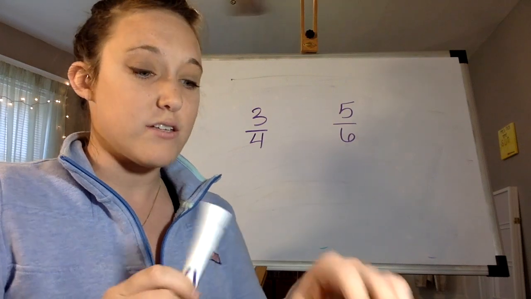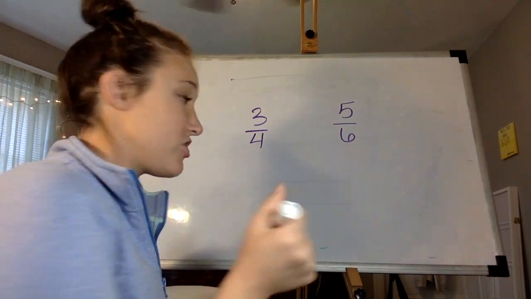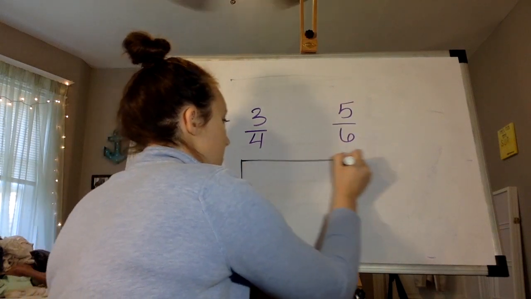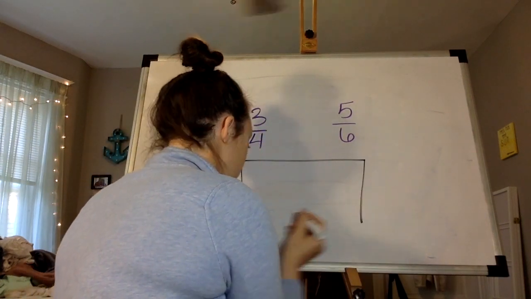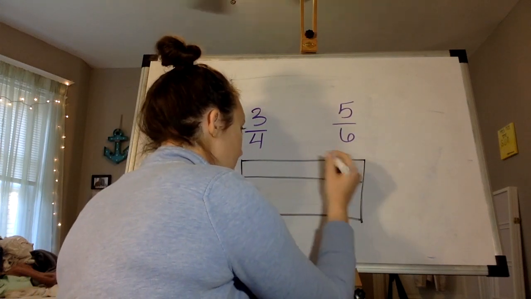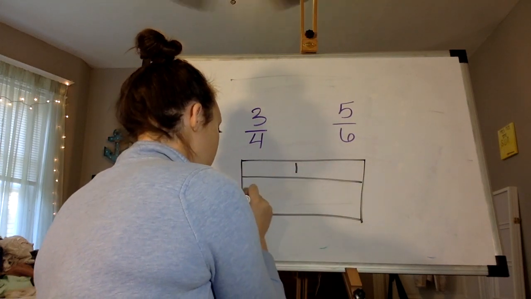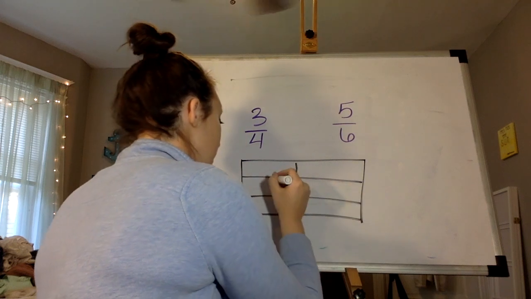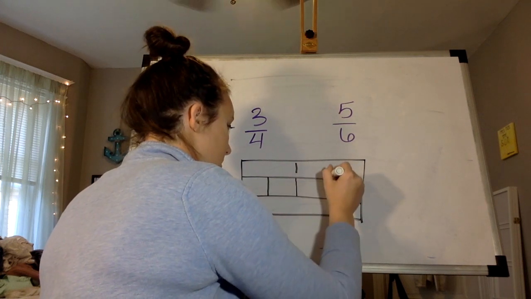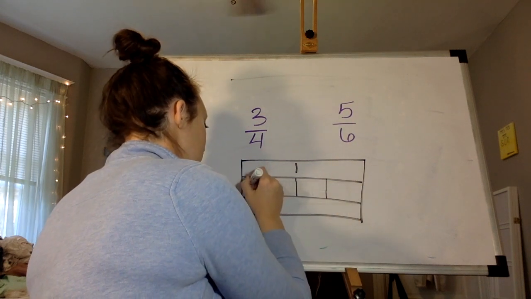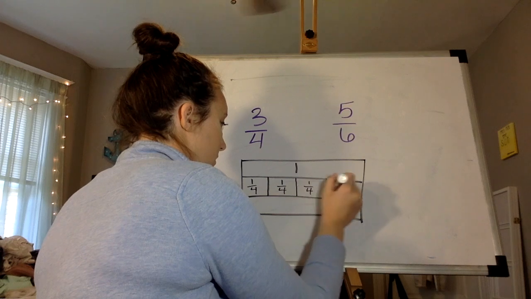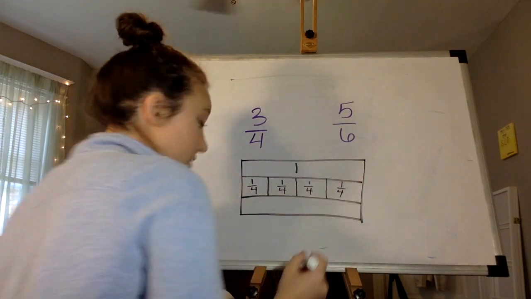I'm going to make my fraction strips, okay? So I'm going to draw my fraction strips. This top is going to be 1 whole. And then I'm going to divide it into 4ths. Okay, 1/4, 1/4, 1/4, and 1/4.